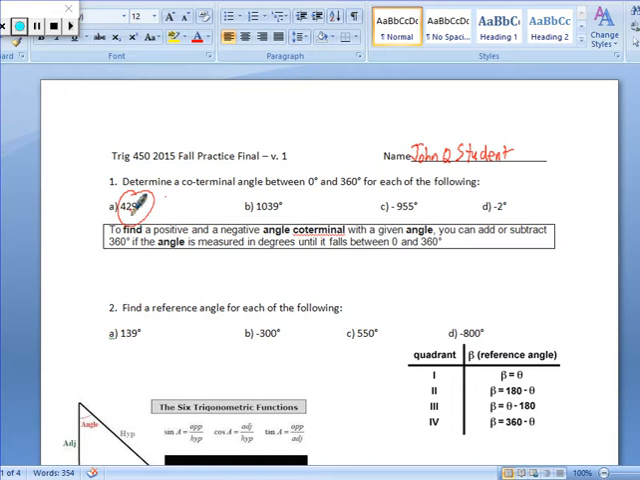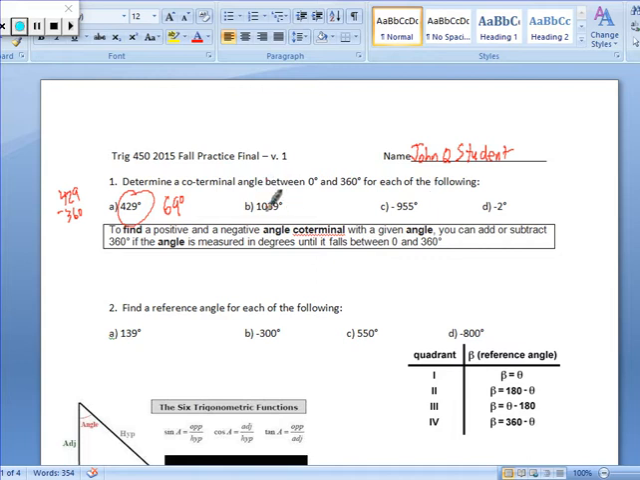So 429 is not between 0 and 360, so I'm going to have to subtract 360 from this, and let's write this down. 429 minus 360. And once you put that in your calculator, you'll see that that is 69 degrees, which is between 0 and 360. And you have to do that for each one of these.